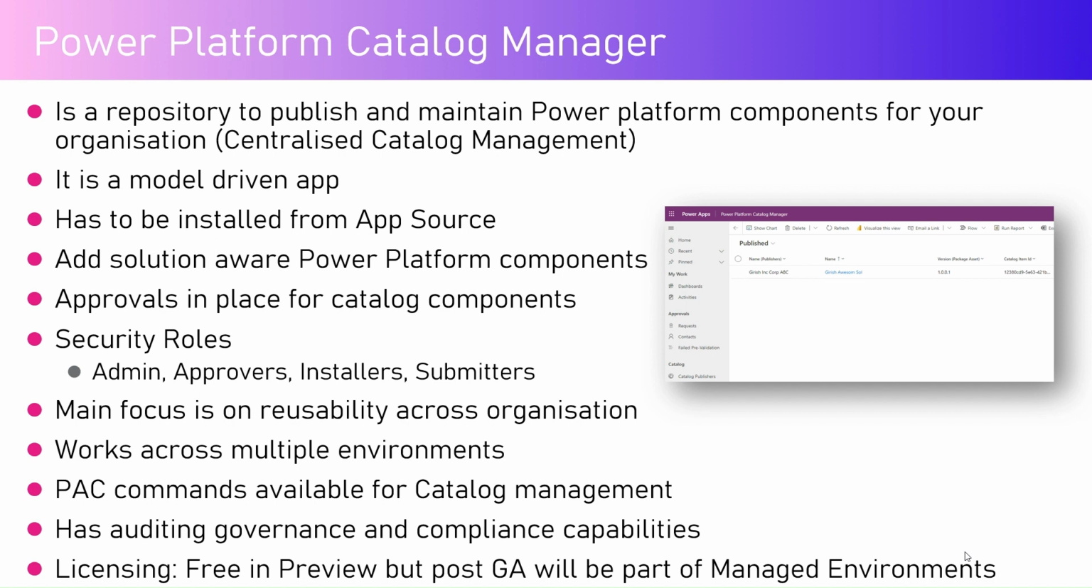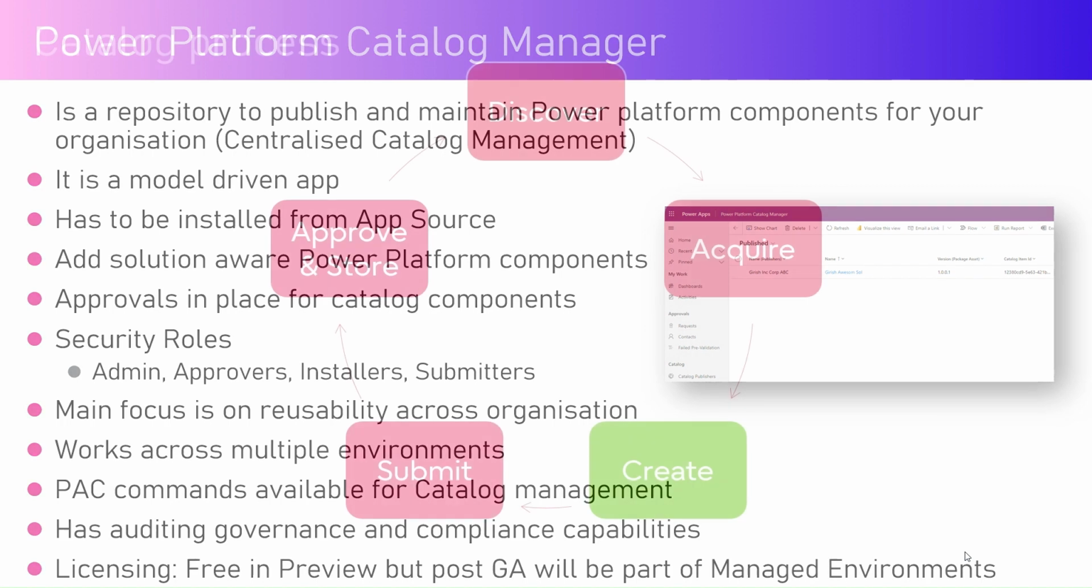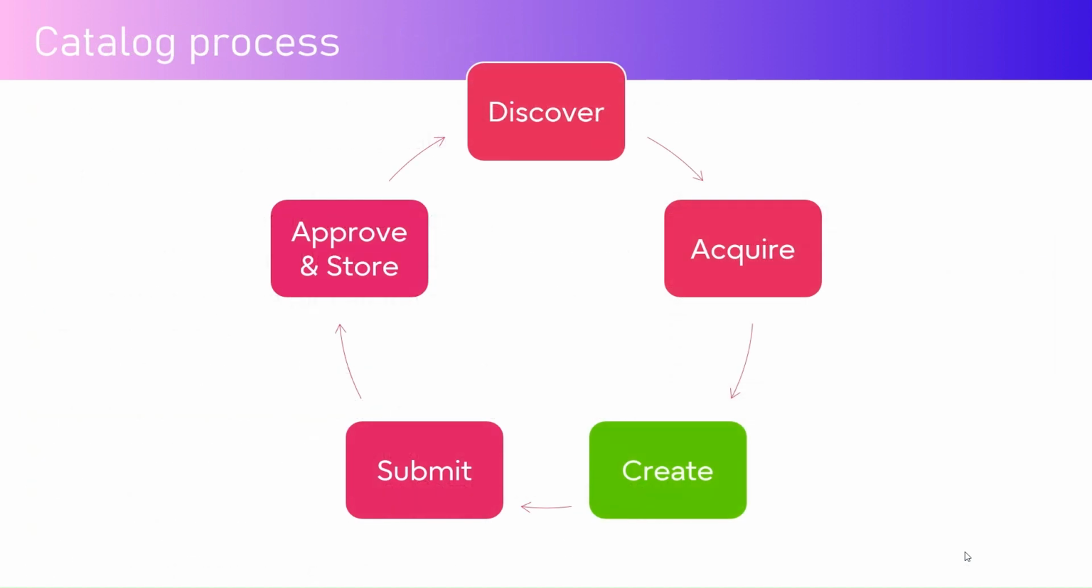Okay, so now there are pac commands available. You have the Power Platform CLI available for managing the catalog, which I'm going to walk through in the next few minutes. This catalog manager has auditing, governance, and compliance capabilities as well. Currently, this is free in preview, but post GA, I think this will be a part of the managed environments ecosystem. Okay, so how does the cataloging process work?